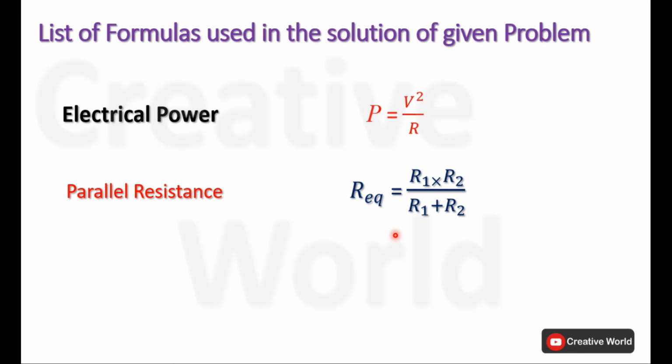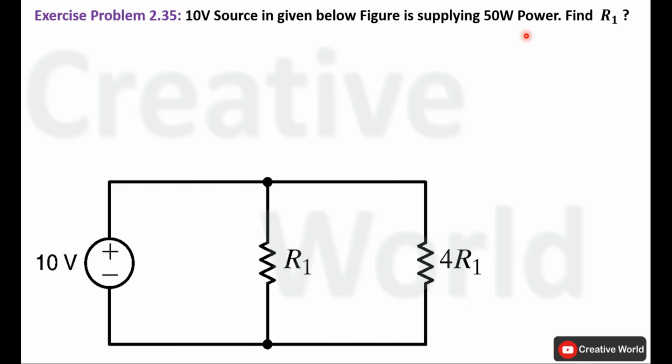Now move towards the problem. Exercise problem number 2.35. The 10 volt source in the figure below is supplying 50 watts of power. Find R1 inside the circuit. This is the circuit diagram of the given problem. We have to find the value of R1 inside this circuit.